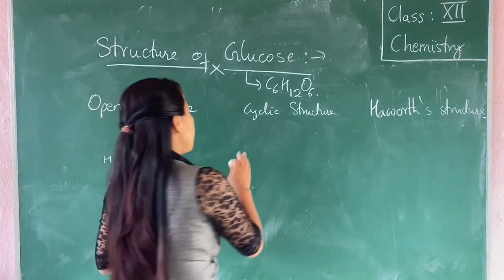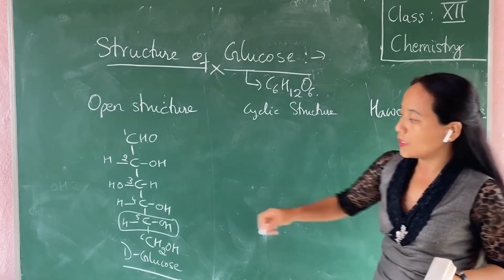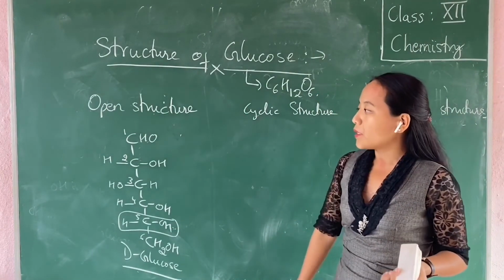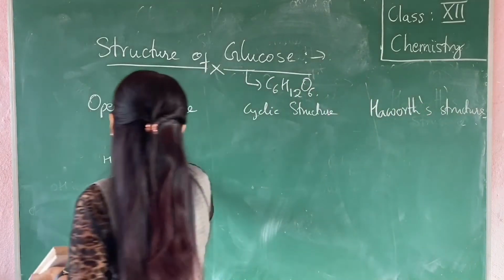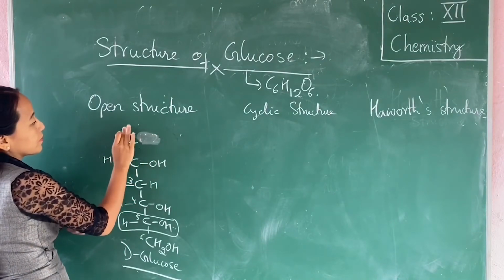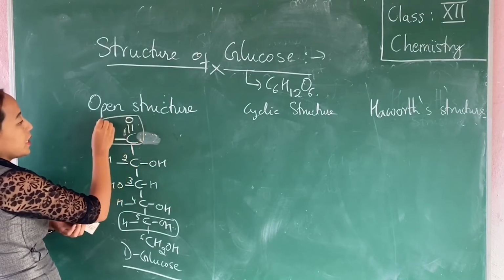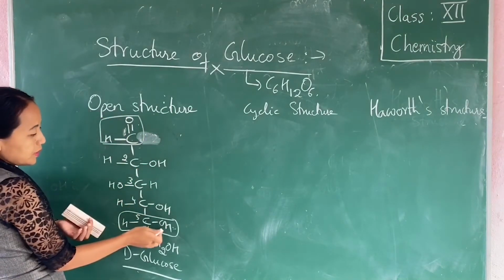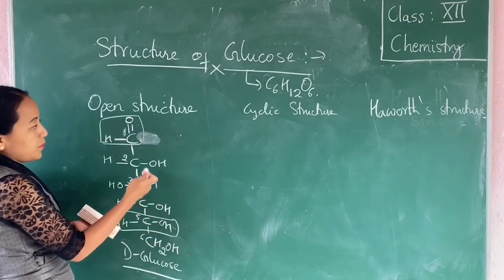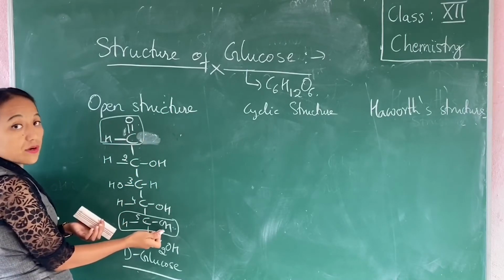Now if I write down the cyclic structure, what happens is this OH will react with the aldehyde group. So in this case, this carbon has a C double bond O, this is an aldehyde. Now this carbon will react with the hydroxyl group of the fifth carbon atom. So in the process, a ring is formed between this carbon and this carbon through this oxygen atom.